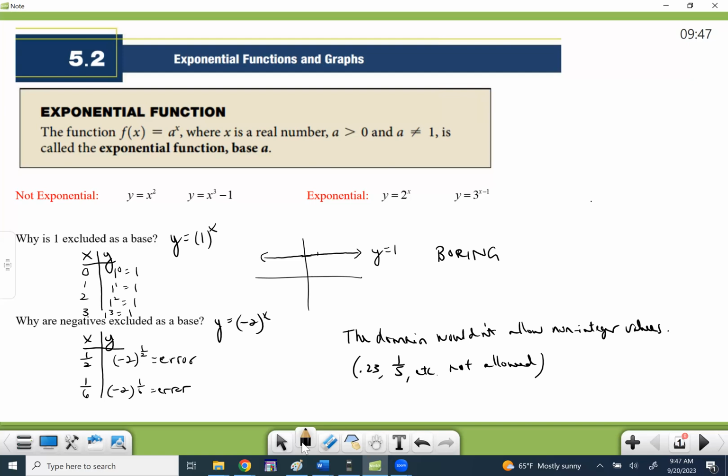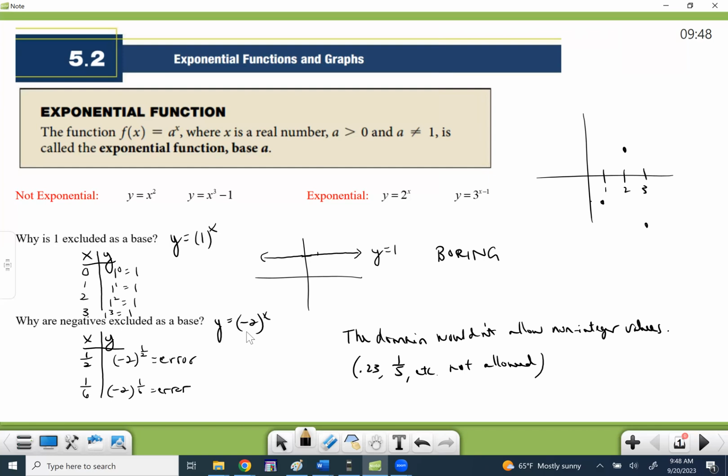You would be getting graphs where you only have a value at 1. I should have probably made that negative. You only have a value at 1, you only have a value at 2, at 3, and then in between, there wouldn't be anything. So you'd have this discontinuous, discrete data if we allow for a negative base, which is no good.